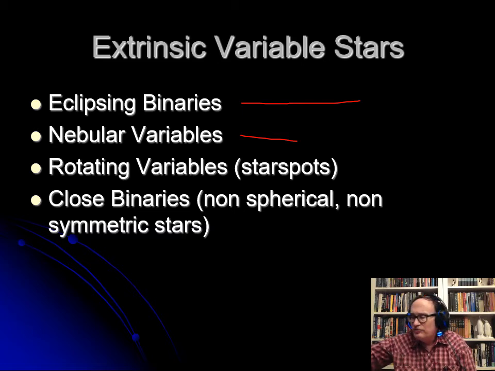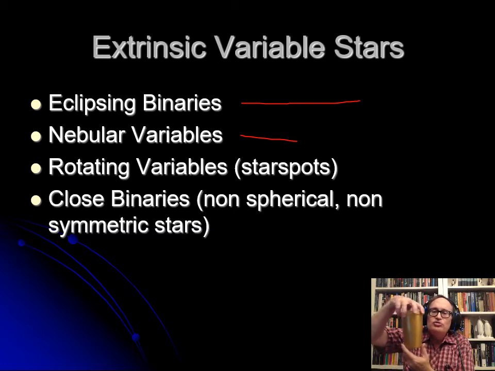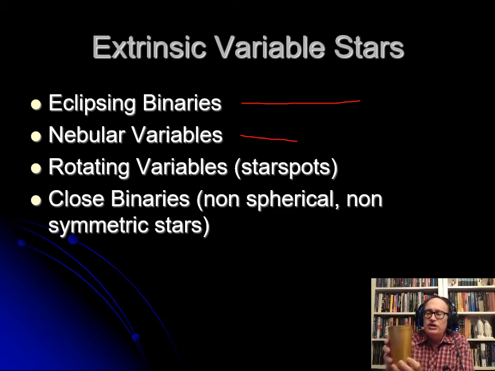A rotating variable would be a variable star that's rotating, and if it had spots on it, like a big dark spot or a light spot, a hot spot or a cool spot, dark spot being cool, bright spot being hot, as it rotates, it gets brighter and dimmer.